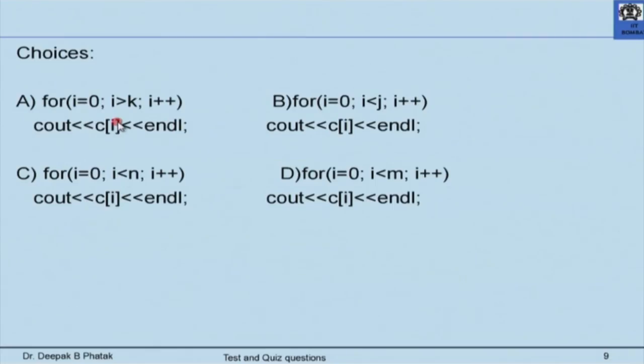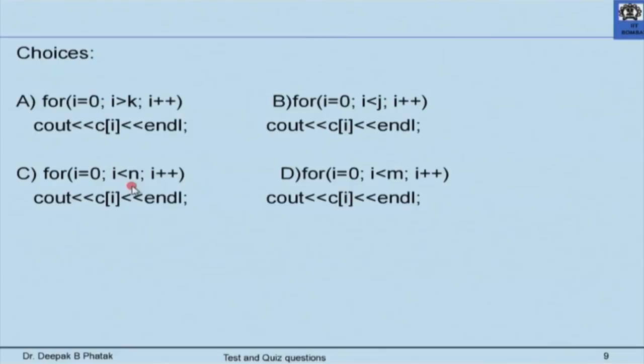Okay. Let's go back to that code and let's look at the code. Thank you so much. Your answer is i greater than k. For i equal to 0, i greater than k, i plus plus. It should be i less than or equal to. So you see, a friend has also found an error and also found the plausible answer.